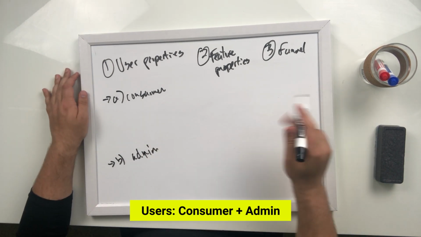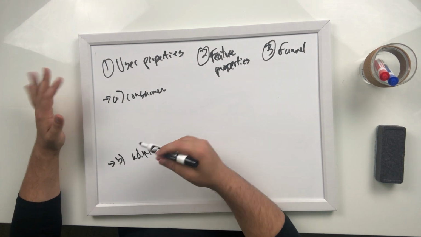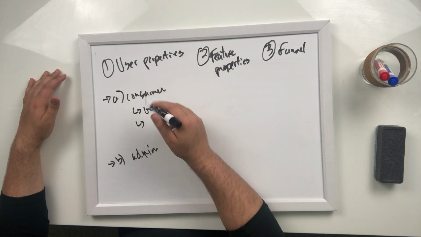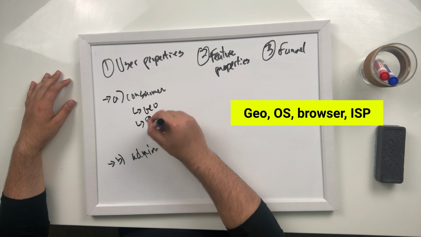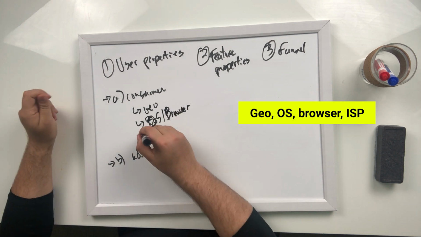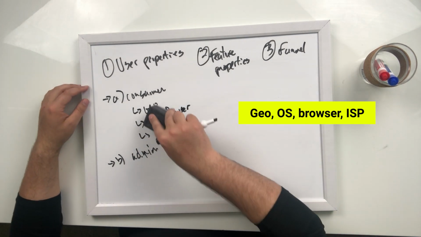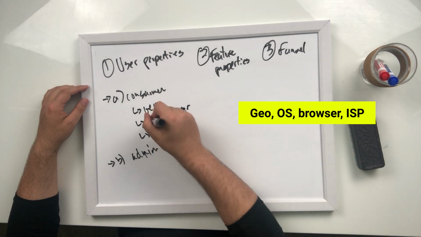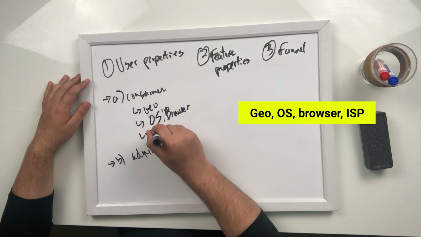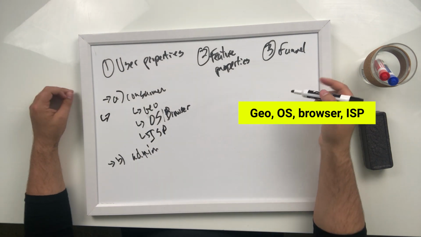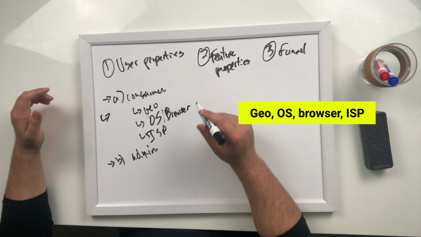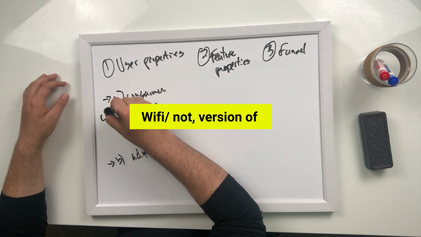On the consumer side, this is a laundry list of stuff I check quickly on a dashboard. Is there a particular geo of consumers affected, a particular OS or browser? Maybe it's a bug type thing. Things like even the ISP, maybe somebody's blocking something, whether they're on Wi-Fi or not, or a version of the app.